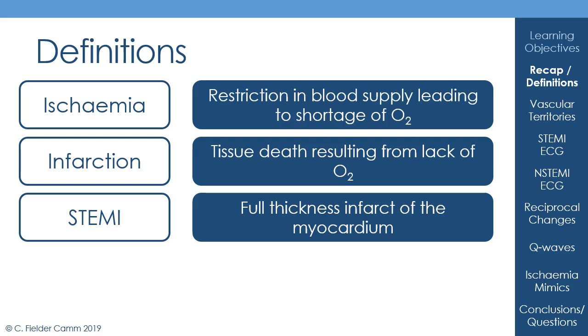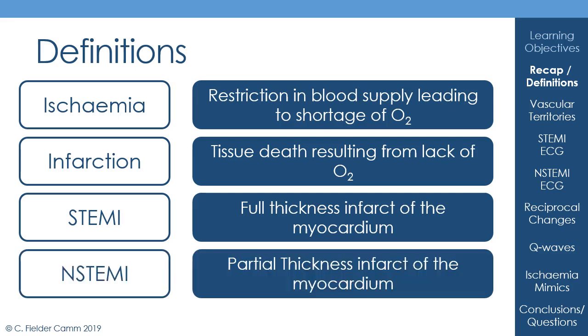And a STEMI, this is a full thickness infarct of the myocardium. So within a certain area of the heart, all of that muscle from top to bottom has died, and that presents with ST elevation on the ECG. And that compares with a non-STEMI or an NSTEMI, which is a partial thickness infarct of the myocardium. Normally it's the subendocardium that infarcts most easily, and that presents with other ECG features. Prominently, potentially you have just T wave inversion or ST depression, but often you can have no ECG features at all.